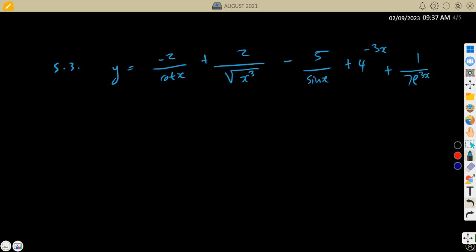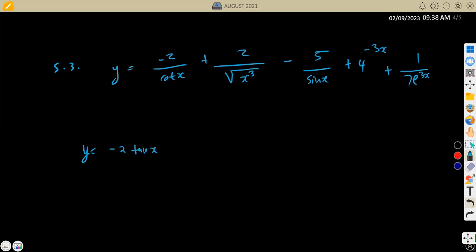So before finding the derivative of y with respect to x, let us just try to rewrite these terms in a way that we can differentiate them properly. Okay, we've got -2 over cot. Remember that 1 over cot is tan. So -2 over cot is going to be -2 tan x.